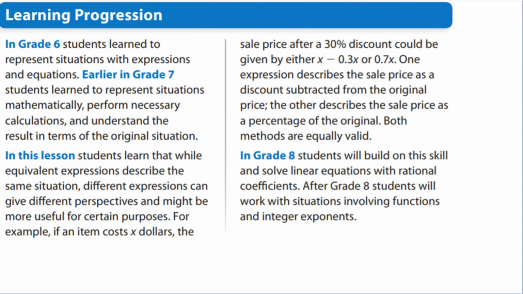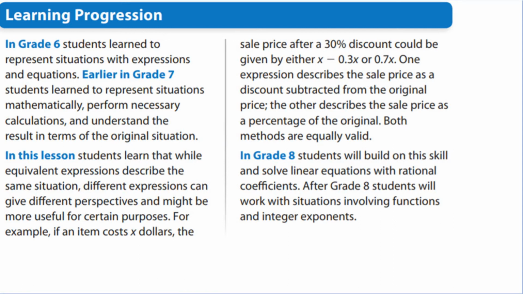And let's look now at the learning progression. In grade 6, students learn to represent situations with expressions and equations. Early in grade 7, students learn to represent situations mathematically, perform necessary calculations, and understand the results in terms of the original situation. In this lesson, students will learn that while equivalent expressions describe the same situation, different expressions can give different perspectives and might be more useful for certain purposes.